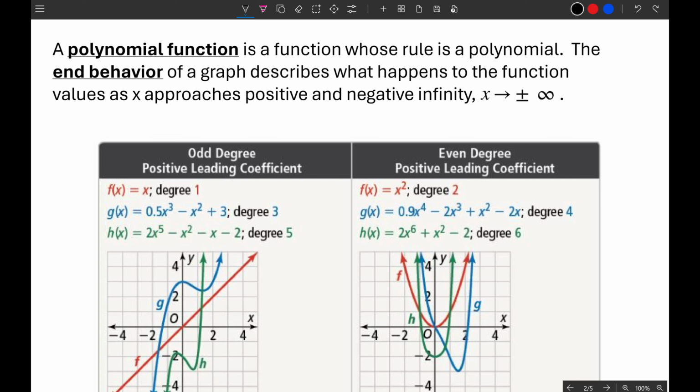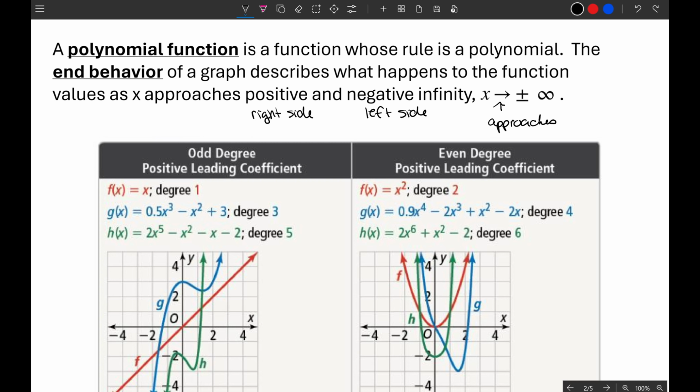The end behavior of a graph describes what happens to the function values as x approaches positive infinity and negative infinity. You can think of this as the right side and the left side. And then this little arrow means approaches.